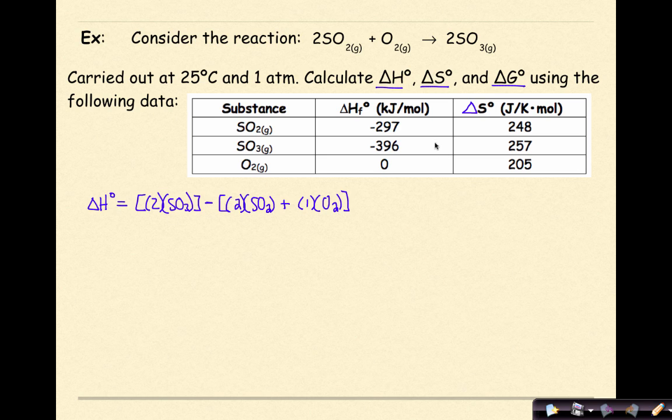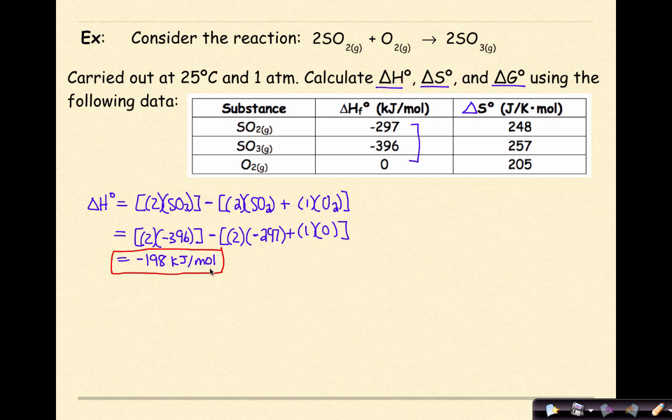Now I'm going to look at the information right here and substitute in my values. So for SO3, I substituted in -396, which I find right here. For SO2, I substituted in -297, which I have right here. For standard state elements, remember that is going to be 0. Now I'm going to do all my calculations and find my overall delta H at standard state. And when I do that, I find it to be -198 kilojoules per mole. So you should be doing this yourself, doing the calculations and making sure that you're checking your work.